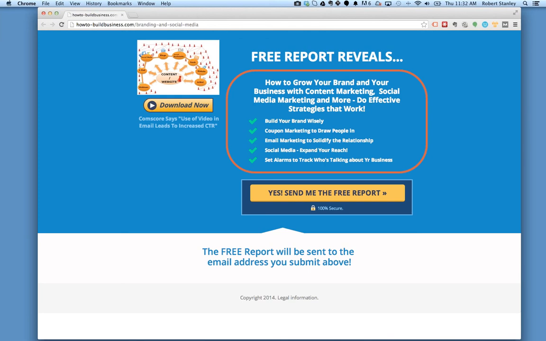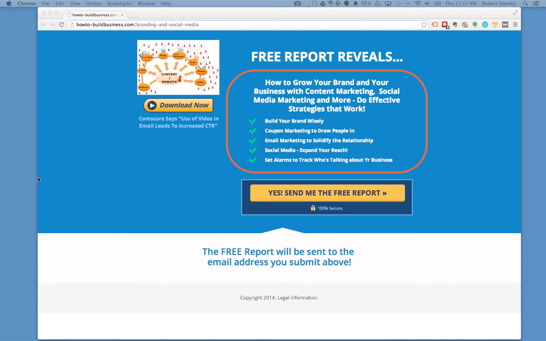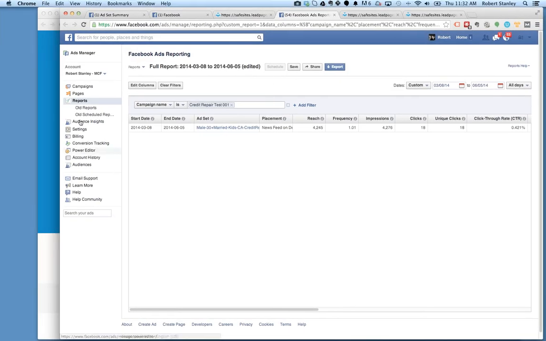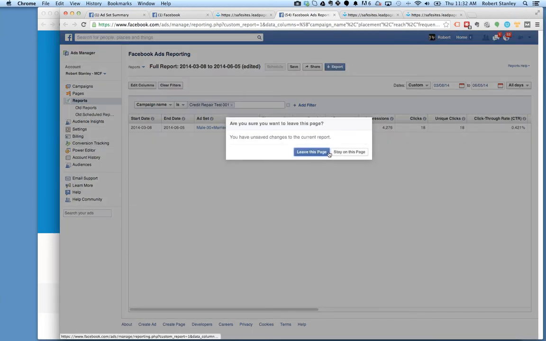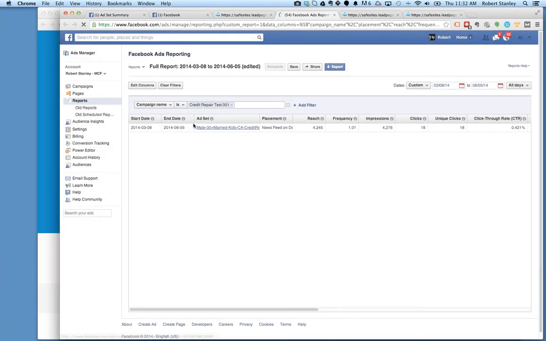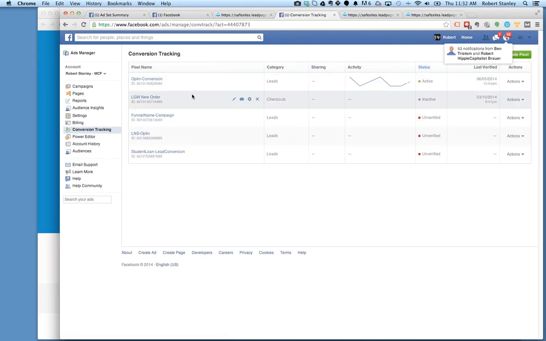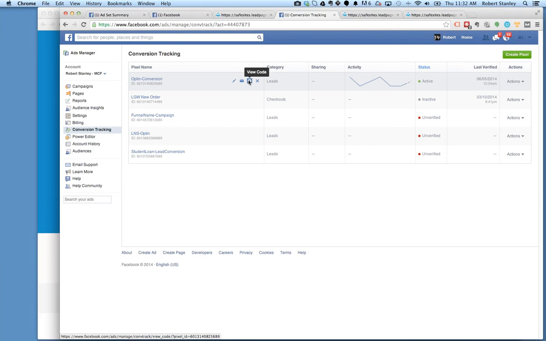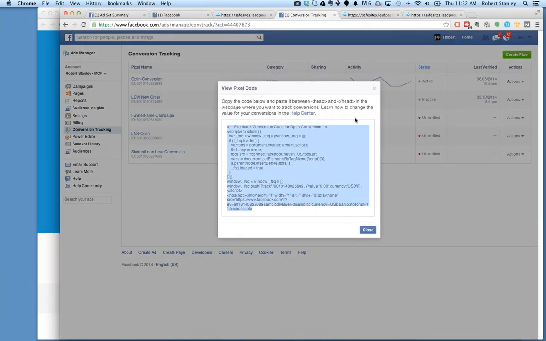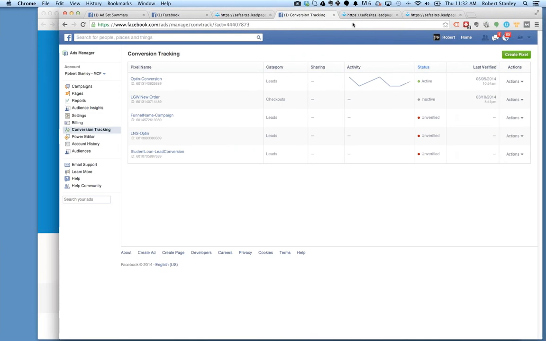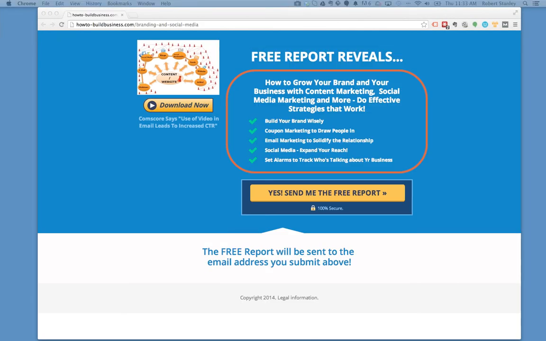The other thing you need to make sure that you do always, always, always is a Facebook tracking pixel. You have to get your conversion pixel. It's really easy when you're in your Facebook account. It's right over here on the left-hand side, conversion tracking. You just click on it, and you can either generate one or use one that you already have. And then you just take that code and you put it on the thank you page. So see this opt-in conversion right there? You view code, cut and paste this onto the thank you page. Boom. You have to do that. Otherwise, you're not going to know which ads are working, like the conversion stats that I just showed you.